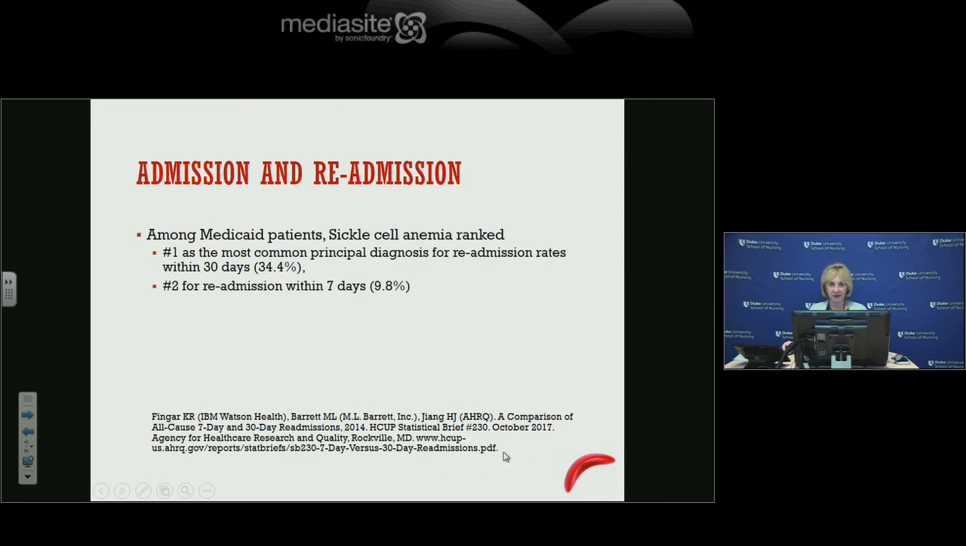This is some national data from HCUP. This is very recent data that I think was published in 2017, but it was 2014 data. This is looking at admission and readmission to the hospital. Among Medicaid patients only, sickle cell anemia ranked as the number 1 most common principal diagnosis for readmission within 30 days, and second within 7 days. The number 1 cause of readmission is admission, and the number 1 reason for admission is painful episodes. So the more we're able to do rapid aggressive pain control in the ED and avoid hospital admission, the better off everybody is.